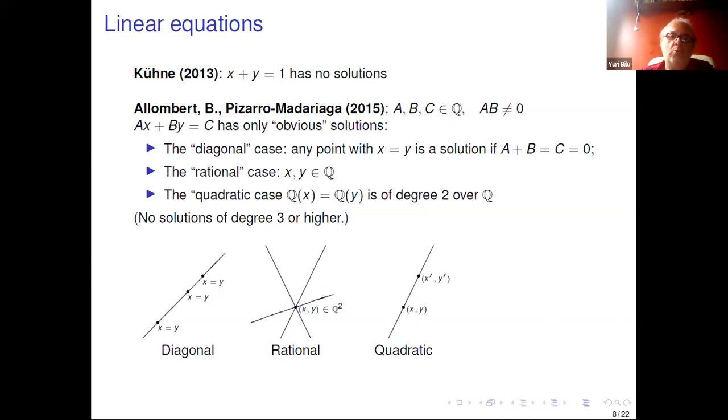And what we proved, our result, is that these are the only solutions. There are no solutions starting from degree 3. So this is what we proved. And it was the first really very explicit result, and not just for a single equation, but for an infinite family of equations, actually a two-parametric family of equations.